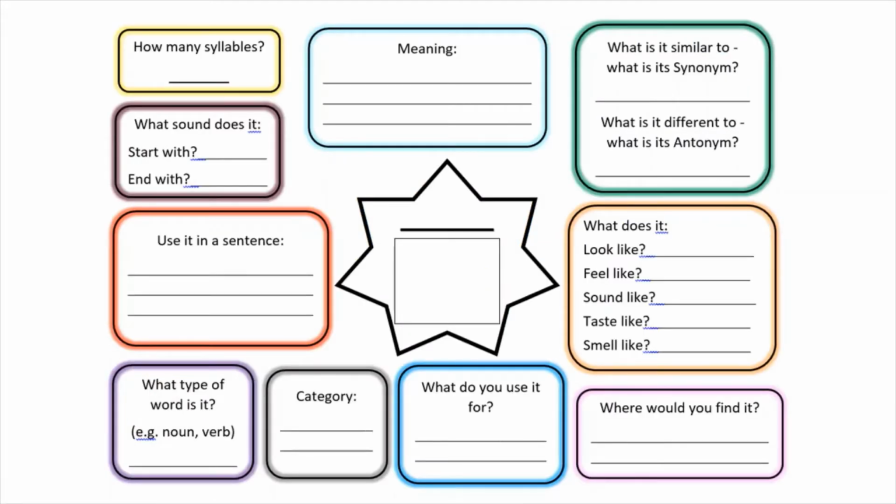This is what our blank word map looks like with all the different coloured boxes. This is something that you can easily complete at home with your child by either having the blank word map up on a screen on your iPad or computer and talking it through together. Or if you've got a printer, you're welcome to print it off and fill it in together too.